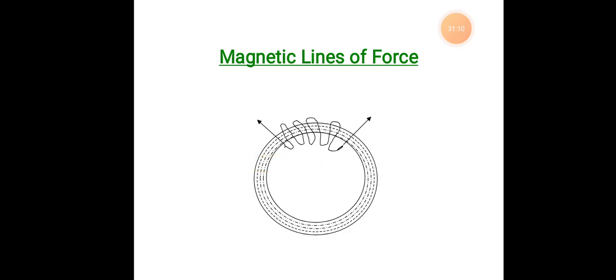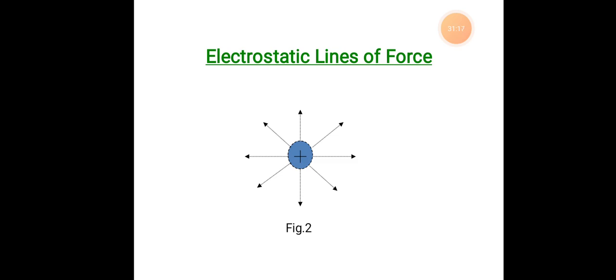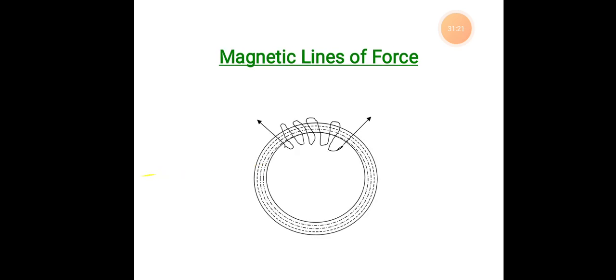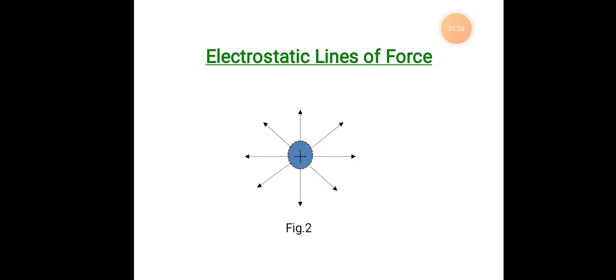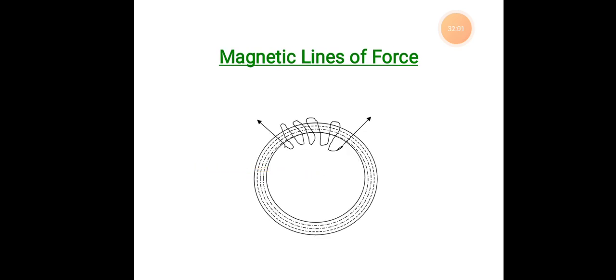What is the difference in the two circuits? This is a magnetic circuit. This one is electrostatic lines of force. You can see the images and the difference. Magnetic lines of force, electrostatic lines of force, two different circuits of the magnetic lines of force.